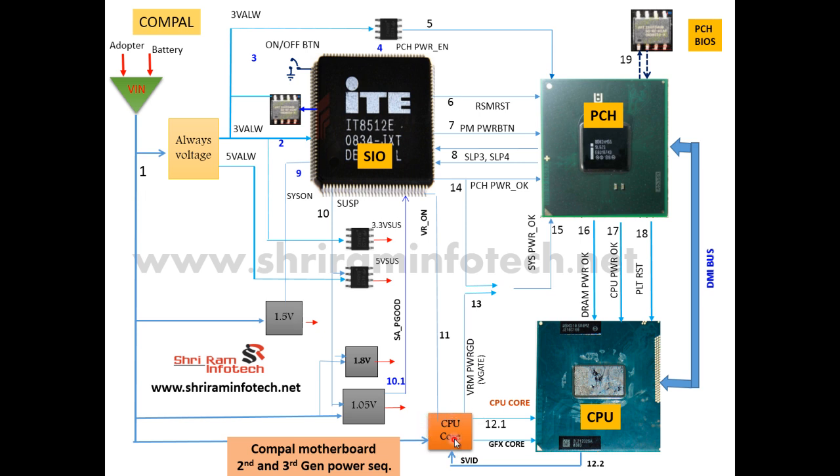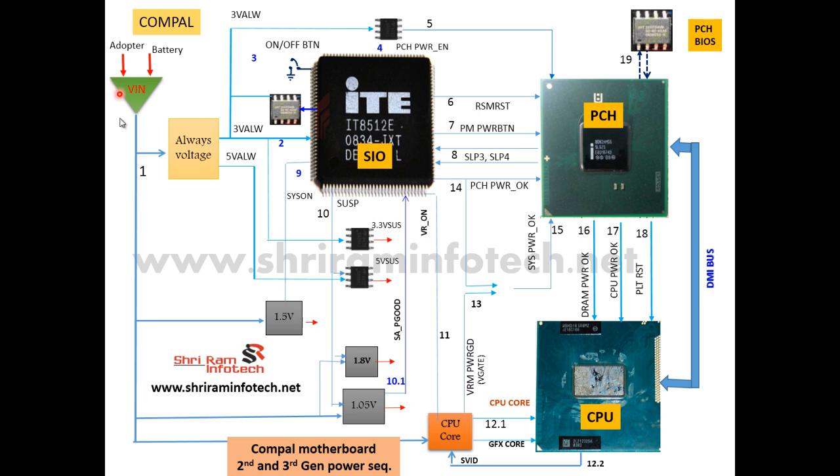In the CPU core there are two sections, one for the graphics core and another for the CPU core. So these are the different pulse width modulators, and here are two MOSFETs. This side is called the always voltage, and this side is called the suspend voltage.